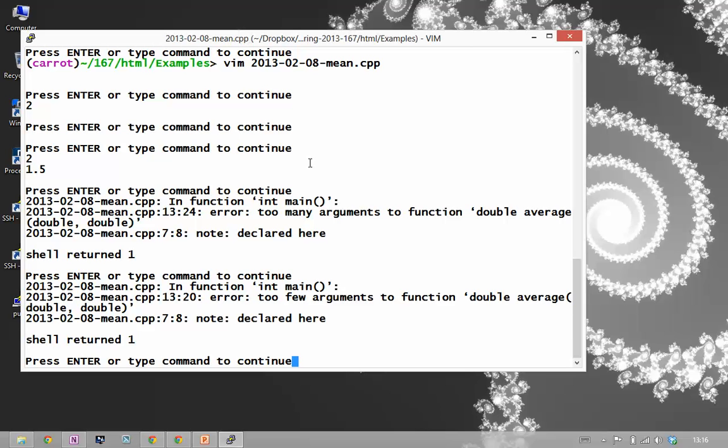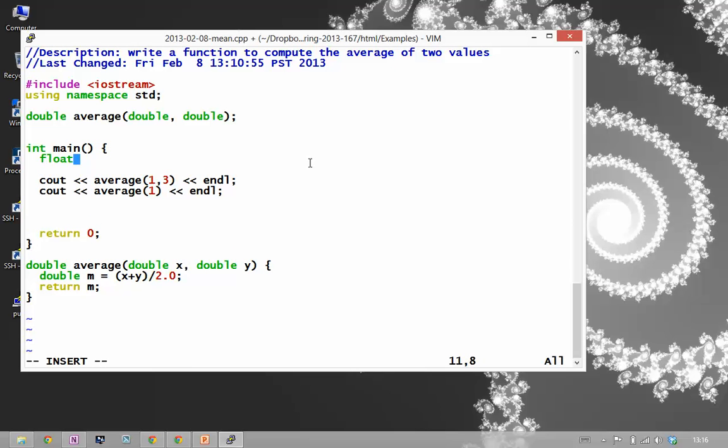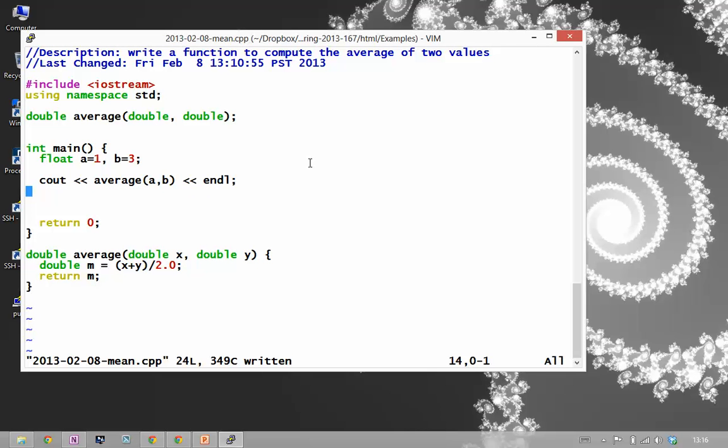So this is a really common error, misusing a function somehow. I want to try one other thing. I want to try a float. And let's use a equals 1 and b equals 3. And let's try the variables a and b in there. Now, what's weird about this? I'm putting floats into a place where doubles are expected. What do you think will happen?